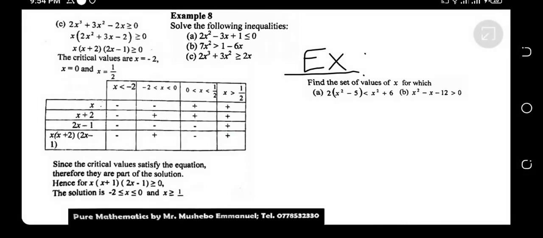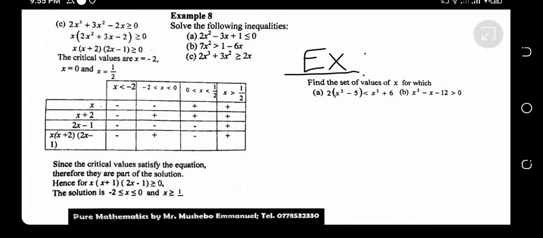After the table, you come here, we are saying that since the critical values satisfy the equation, therefore they are part of the solution. Because the inequality here is inclusive, greater than or equal to. So whether we put there x as 0, or x as -2, or x as a half, all of them will give 0. That's why we are saying that the critical values satisfy the equation, so therefore they are part of the solution.